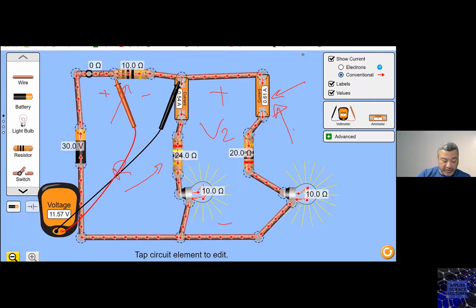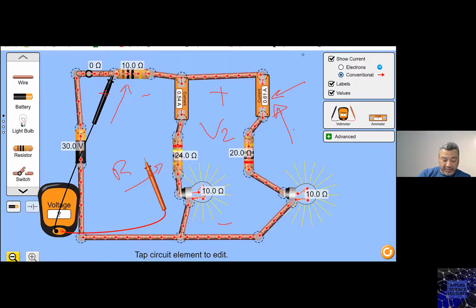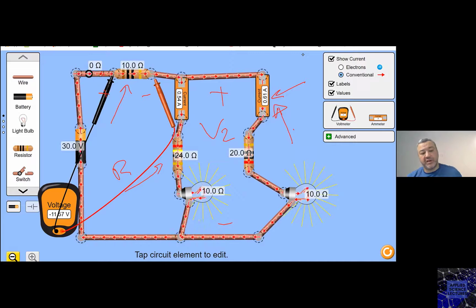Look at the voltage here. If I put the black probe here, and the red here, I'll be measuring negative because the point at the red probe is less in potential than the point at the black probe. So this is what I wanted to show you today. And if you have any question, please go ahead and ask.